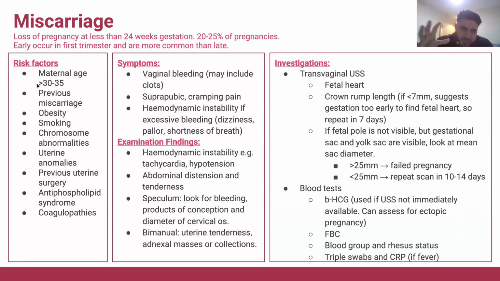Some of these are getting a bit more specific, and you may not need to remember them. But the information is here if you want it. The fetal pole, if that's not visible, but the gestational sac and the yolk sac are visible, then you have to look at the mean sac diameter. I didn't learn this too much in depth. I don't think you need to either, but it's there if you want to read up on it in your own time. In terms of the blood tests, these are important.